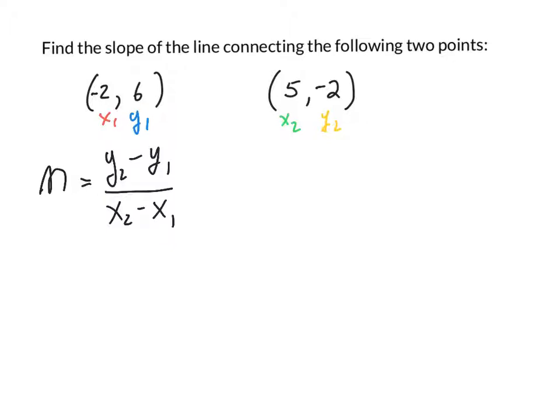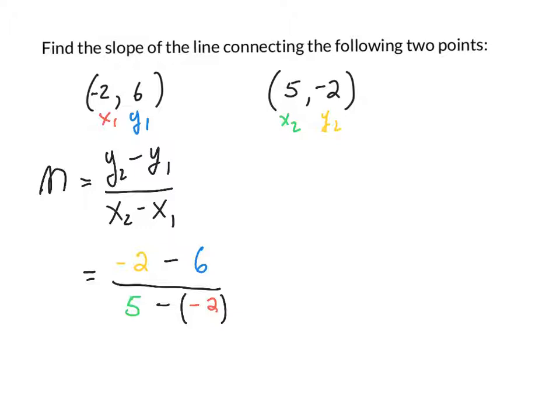So coming down here, plugging this into our formula, we have y2 is equal to negative 2, and then I subtract y1, which is 6. Then I divide all of this by x2, which is 5, minus x1, which is negative 2. Now, since I'm subtracting a negative, what I'm going to do is I'm going to put this in parentheses. So I can think about this as subtracting a negative, and I know to combine those two.